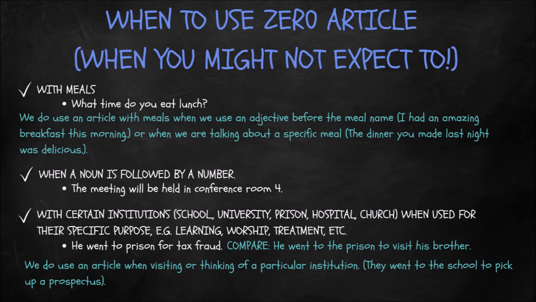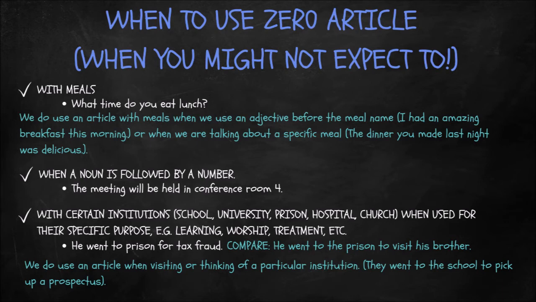But that said, we do use an article when we use an adjective before the meal name. I had an amazing breakfast this morning. Or when we are talking about a specific meal, for example, the dinner you made last night was delicious. I'm talking about a specific dinner, not I make dinner every night. We're talking about the dinner that you made last night.